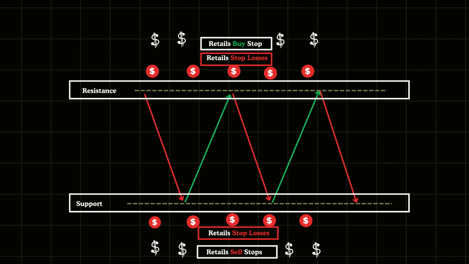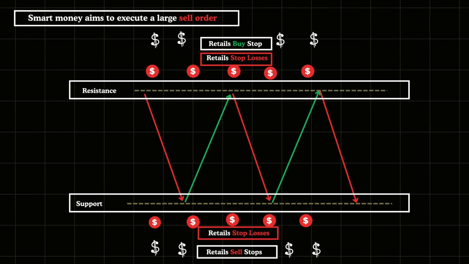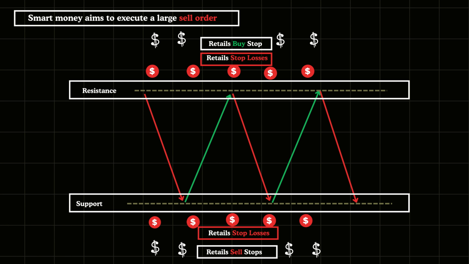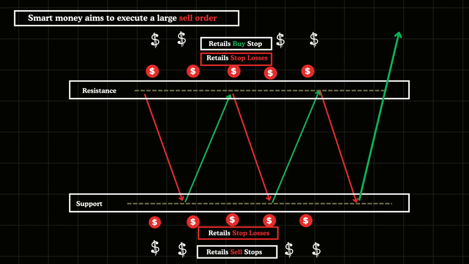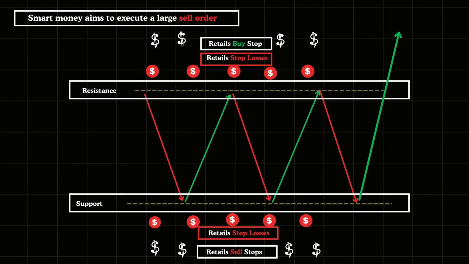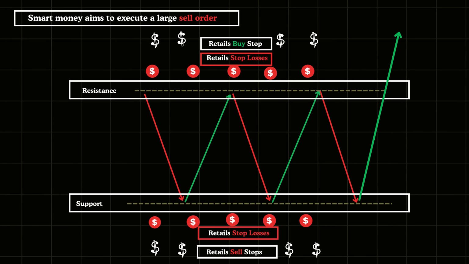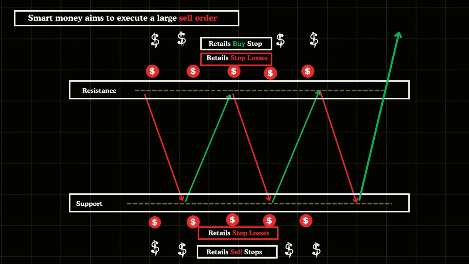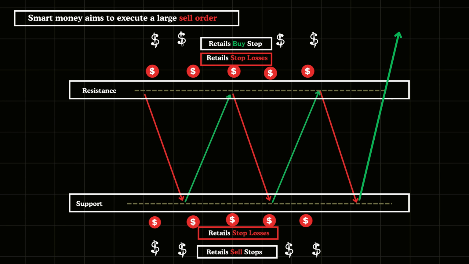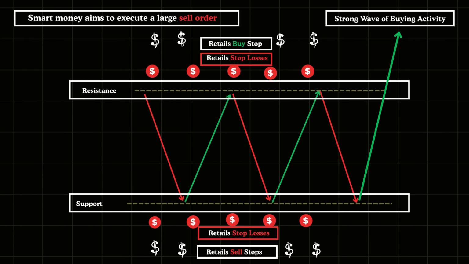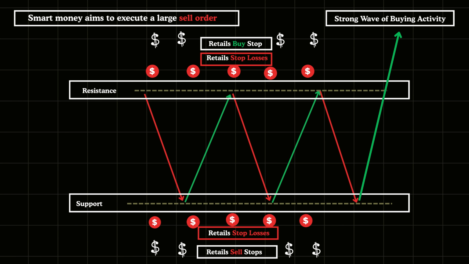Let's take an example where smart money intends to place a large sell position. As price climbs toward the buy-side liquidity, it breaks above the resistance level, triggering the stop losses of retail traders who had earlier entered short positions at resistance. At the same time, it sets off the buy-stop orders of traders entering long positions, believing the resistance has failed. This chain of events brings a strong wave of buying activity into the market, creating the perfect setup for smart money to execute their sell orders.